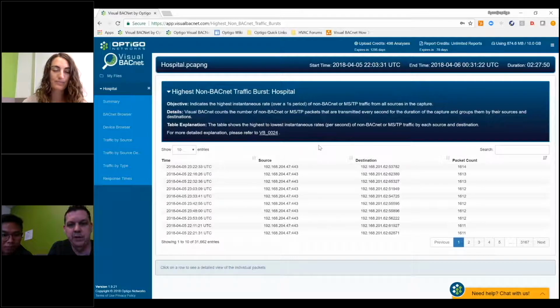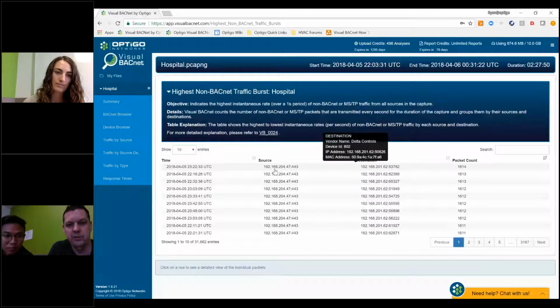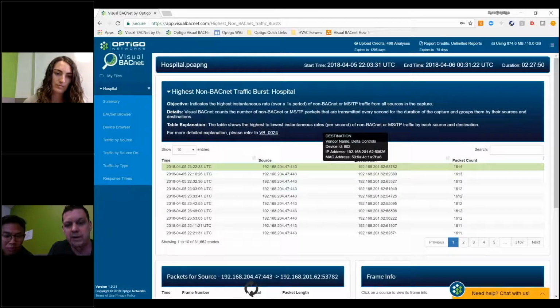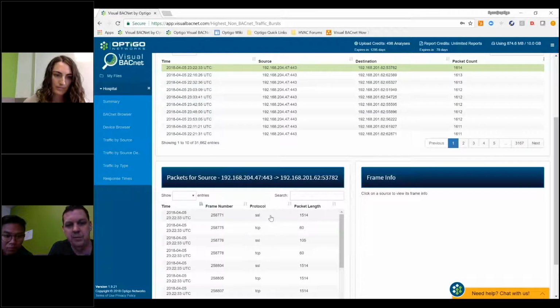The interesting part here is that it's the same source, same destination. So odds are, we know it's the Delta controls. It's probably the IntelliWeb server. It's probably going to some BBMD or something on site, and it's doing some proprietary information. If we take a look further into the Wireshark details, we can see there's standard TCP traffic and some SSL traffic. And that's as far as we can look because we don't troubleshoot that side of the network.